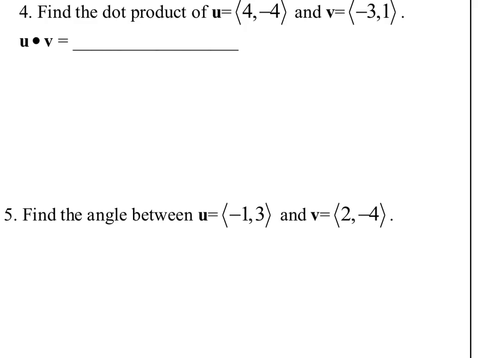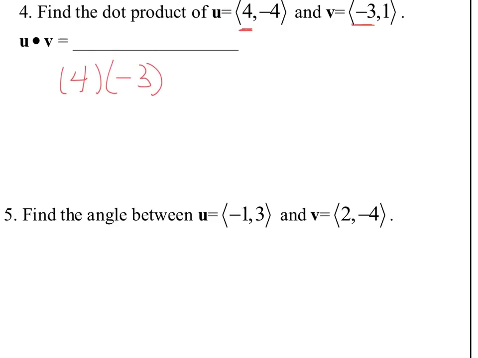In problem 4, we're finding the dot product of vector u and vector v, where vector u is 4, -4, and vector v is -3, 1. Well, all we have to do here is take our x values and multiply them together. So take your x values, 4 and -3, and multiply those together.